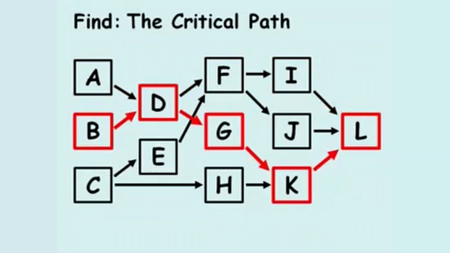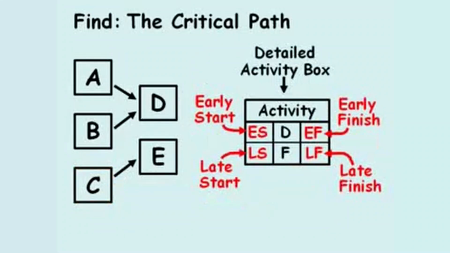ADFIL, BDGKL, CEFJL, or CHKL. A detailed activity box includes cells for the early and late start and finish, as well as the duration and total float.